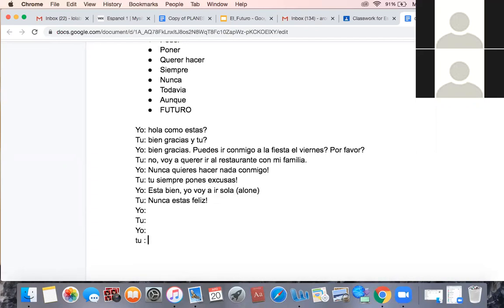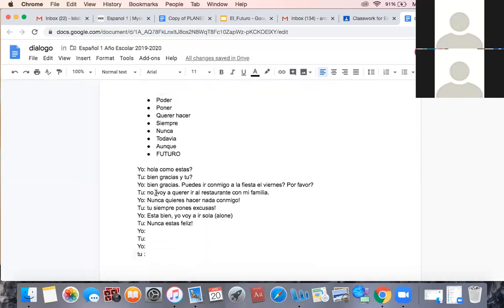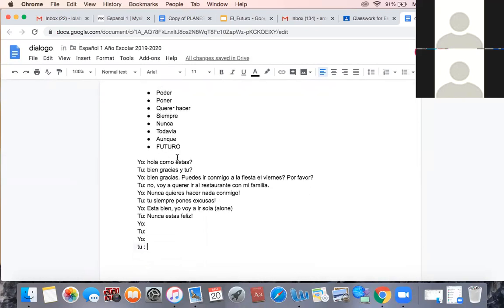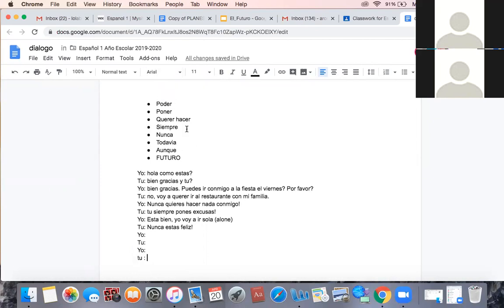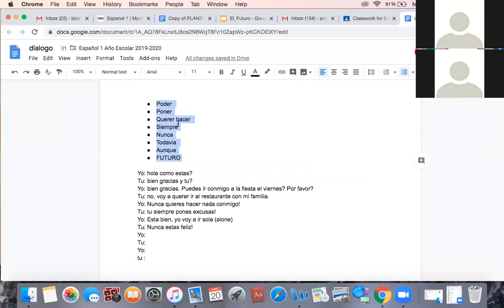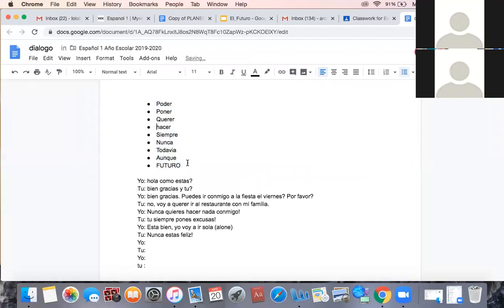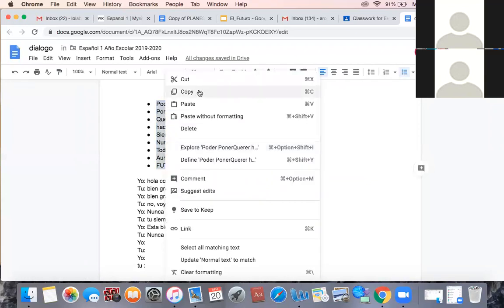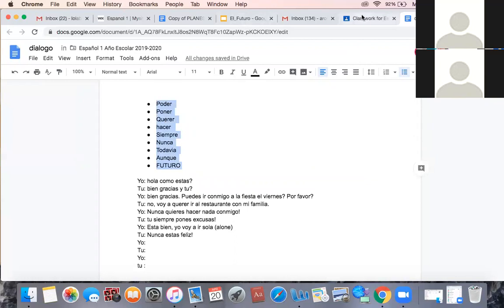Okay. Entonces, para tu ejemplo, for your own example, I want you to use these as well. Okay, so here's the words that I put. Poder, let me copy those. Poder, poner, querer, hacer, siempre, nunca, todavía, aunque. And I haven't used all of them. I'll continue it in just a second. But that's your assignment for today.